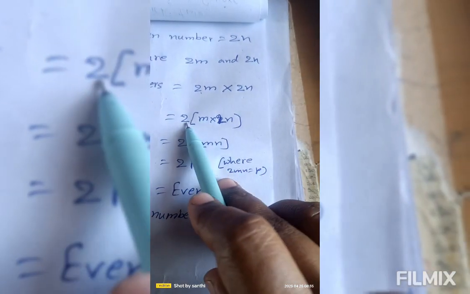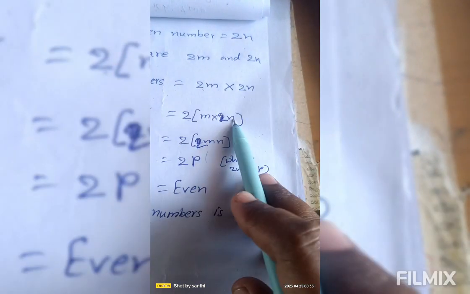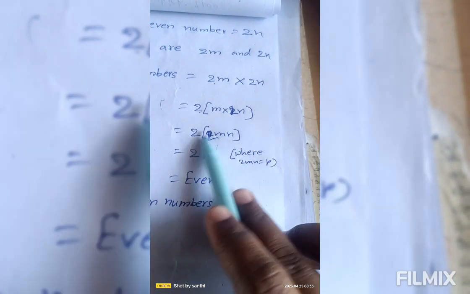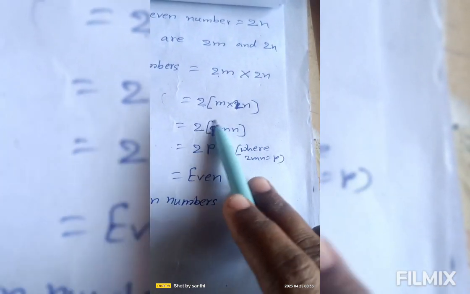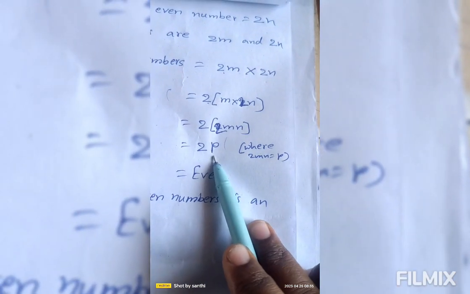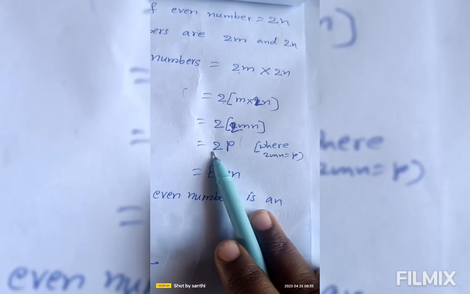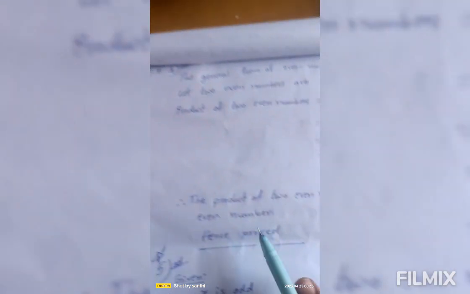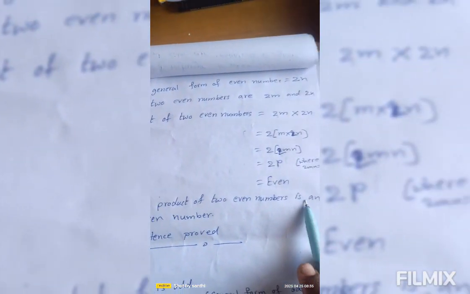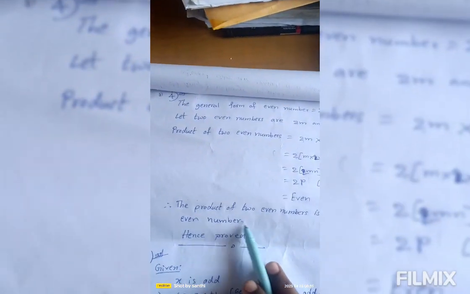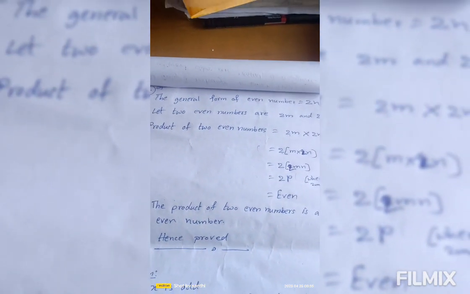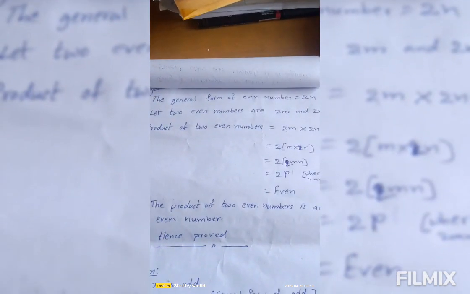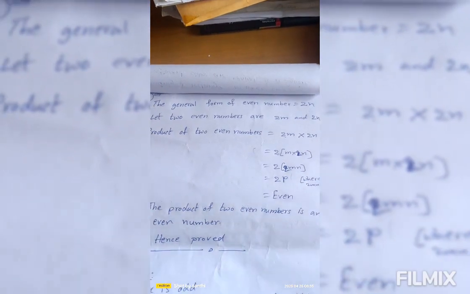Then from these, 2 we have written separately, m into 2n as it is. Then these two will be as it is, this will be 2mn. In place of 2mn, if you write any alphabet p, this means 2 into something is there. 2 into something means it will be even. Therefore the product of two even numbers is an even number, hence proved. I hope you are understanding. Please follow this procedure and learn.